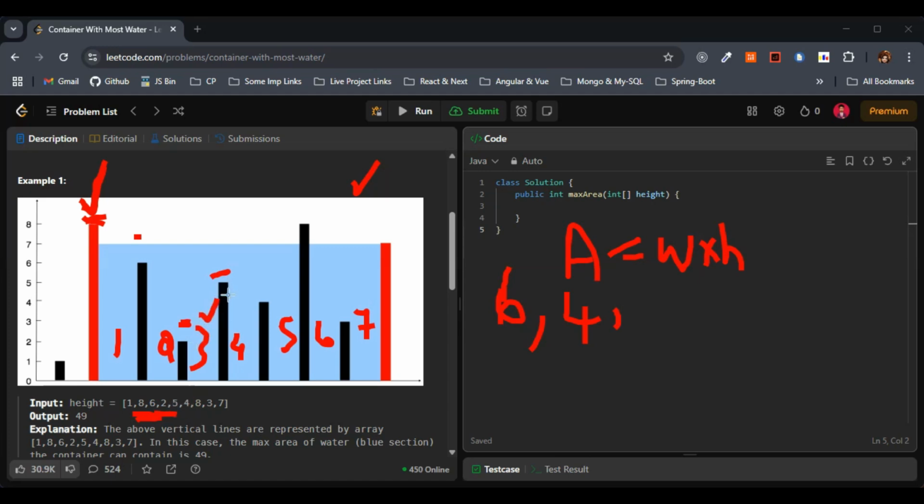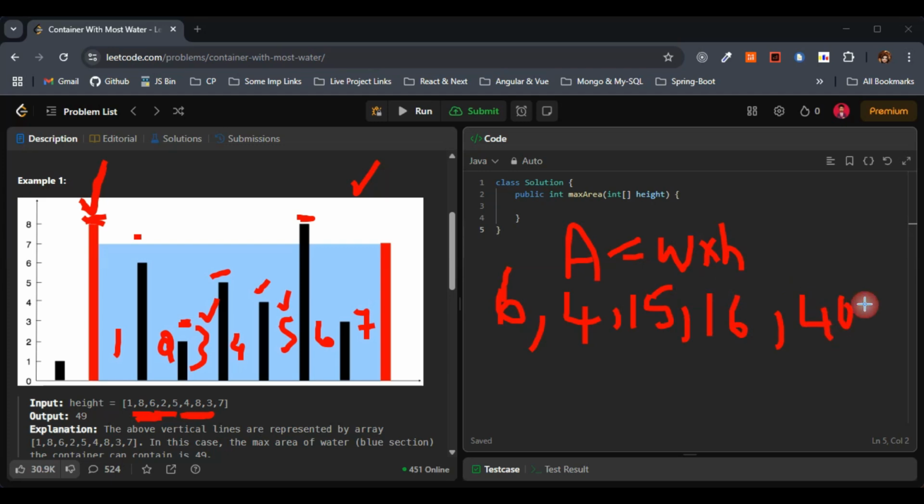Height into width, or width into height: 5 into 3 is nothing but 15 for the third one. Next we consider the fourth, where we have width 4 as well. 4 into 4 is nothing but 16. Next one we have 8, with width 5. 8 into 5 is nothing but 40 in this case.